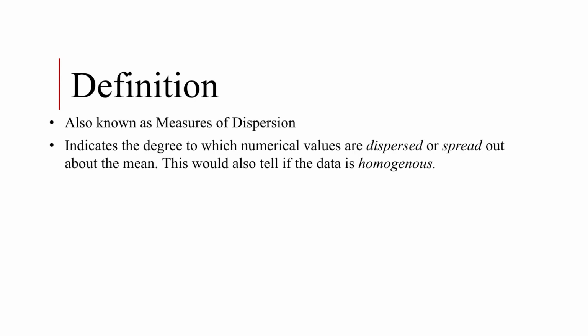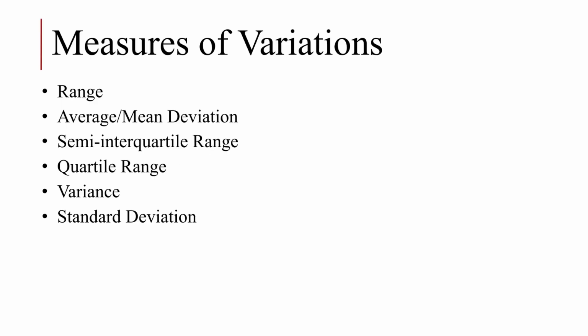Measures of variability or measures of variation is also known as measures of dispersion, which means it indicates the degree to which numerical values are dispersed or spread out about the mean. This would also tell us if the data is homogeneous or heterogeneous. Take note, class, that in our previous discussion, we discussed measures of central tendency and its relationship to measures of dispersion. It is also very important to identify the central tendency to meaningfully interpret the results.